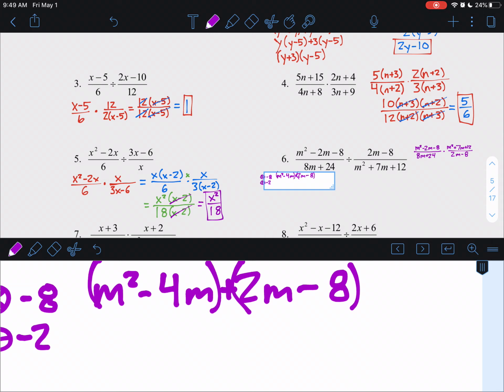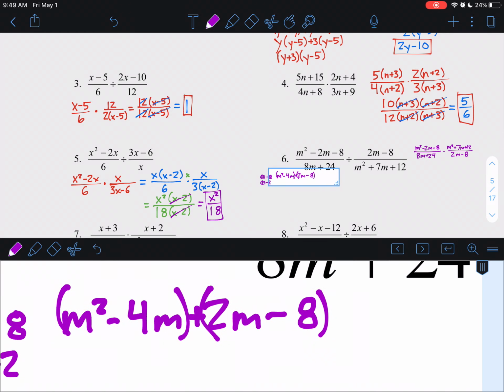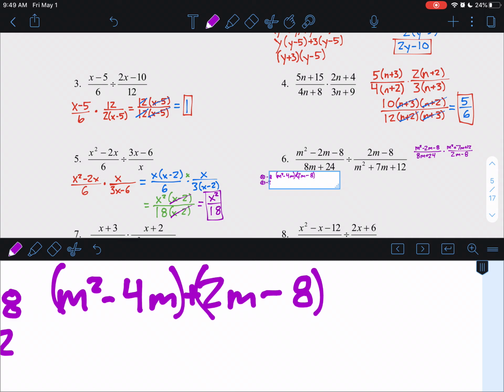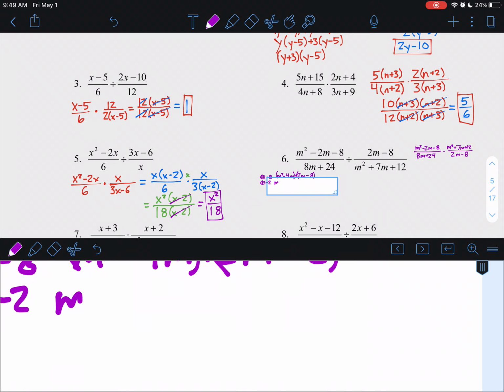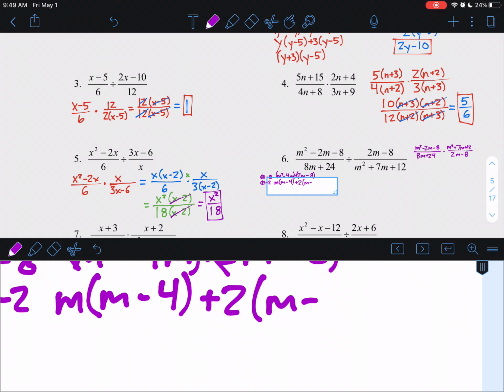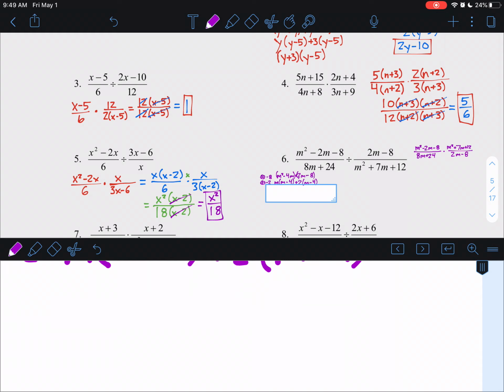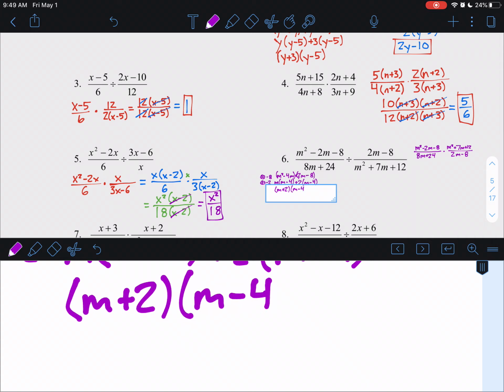Look how much better this is going with my finger instead of that stylus. Okay, then I group, pull out the GCF. I got m squared minus 4m, which is going to give me m parentheses m minus 4, and then plus 2 parentheses m minus 4. So the two factors of this are, what was it? Oh yeah, m plus 2 times m minus 4.